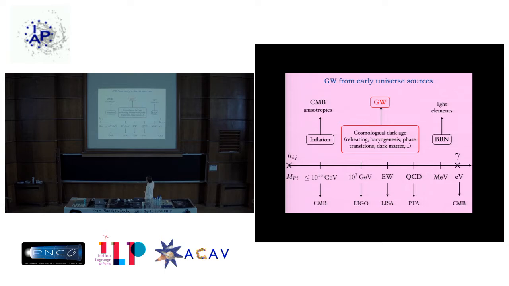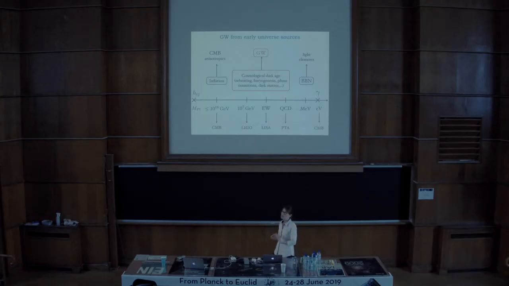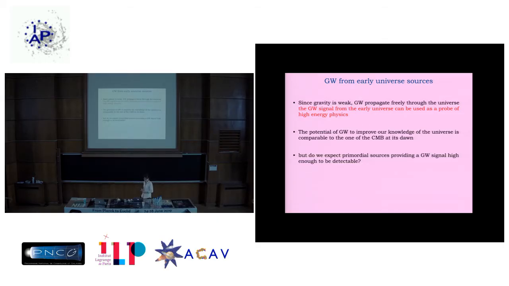So in principle, if we have gravitational wave production at these scales, this can give us direct information on the state of the universe, which we cannot otherwise probe with electromagnetic waves. The reason is that gravity is weak, so the gravitational wave signal from the early universe can be used as a probe of high energy physics because gravitational waves propagate freely through the universe, contrary to photons. I would say that there is a big potential here. It is just a potential for now, okay?